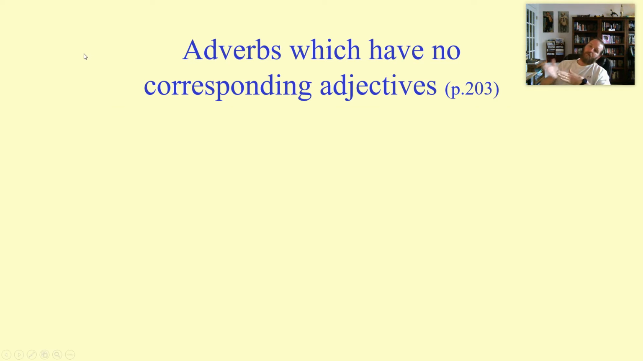Now, there are a couple adverbs in this chapter that don't have an adjective they come from. Most of them do. Celer and celeriter, quick and quickly. Those are from the adjective. But there's a couple that are just adverbs and they don't have any adjective to correspond to.